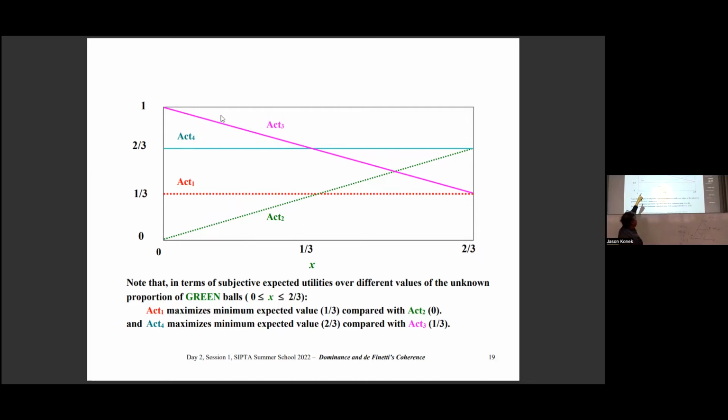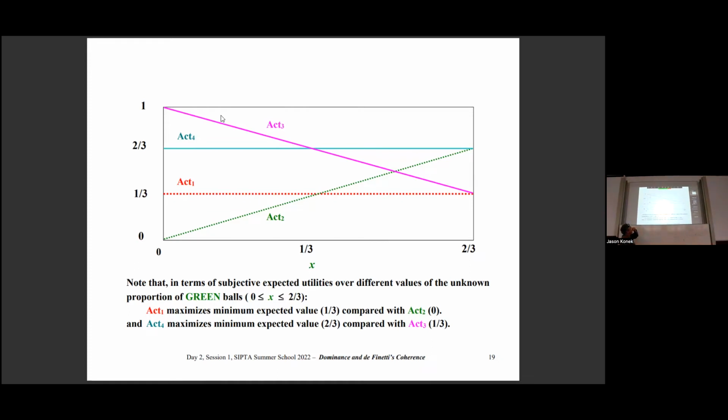Acts 3 and 4, you see, are cleverly constructed with the relation of the indeterminate one reversed. So for low probabilities of green, Act 3 is better than Act 4. Act 4 is the one which is worth 2/3 because you're getting a chip if blue or green. And then Act 3's value drops down if the probability of green goes up.